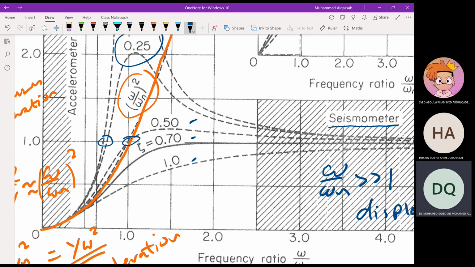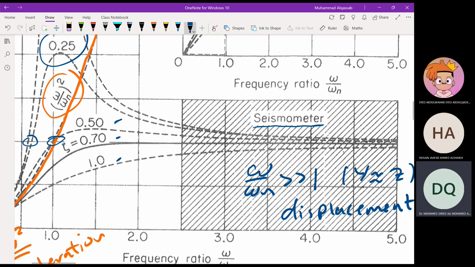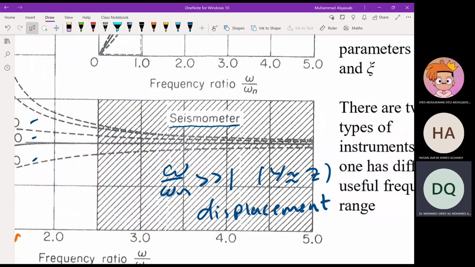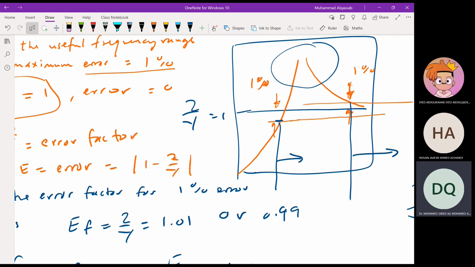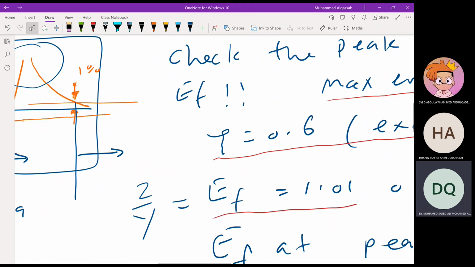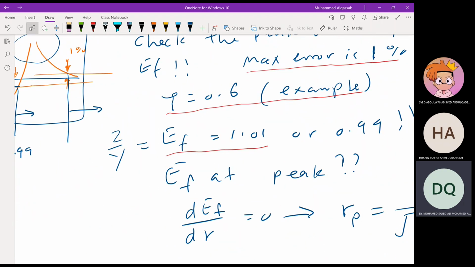But the useful range required mainly is from a minimum to open to infinity. So that is the useful range usually required for the sensor to be used. Here the example is zeta 0.6 and the error is 1%.